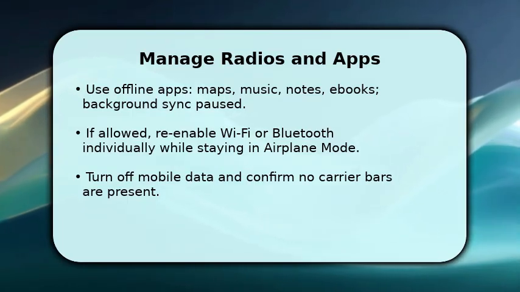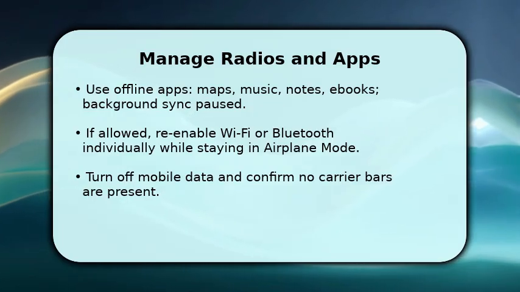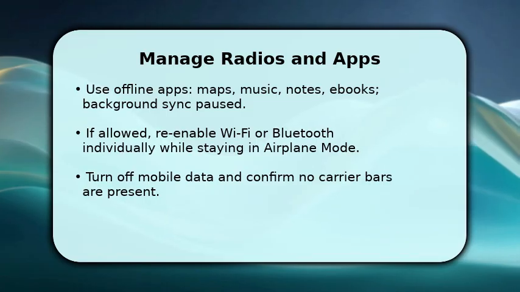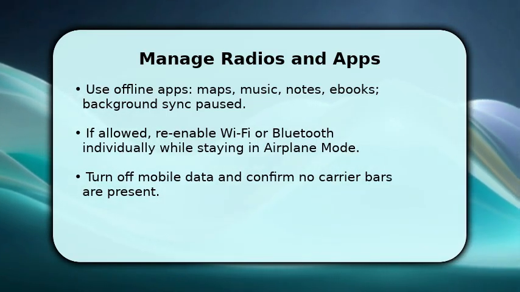For example, make sure to tap Wi-Fi or Bluetooth toggles if the airline allows onboard connectivity or Bluetooth headsets. This leaves cellular radio off while restoring those services. Also, switch off mobile data to avoid accidental roaming costs.